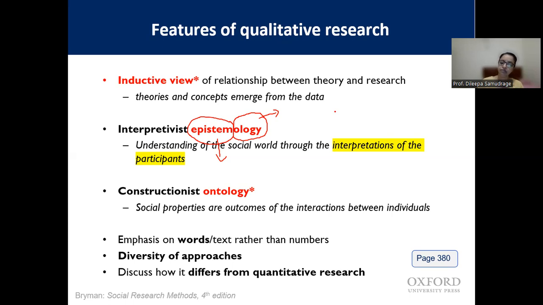Then the third point is constructionist ontology. So did you understand this point? Any questions regarding this? Students? Madam, can you explain again? I didn't get it. Sorry? Epistemology. I didn't get it, madam. Can you explain again? Okay.